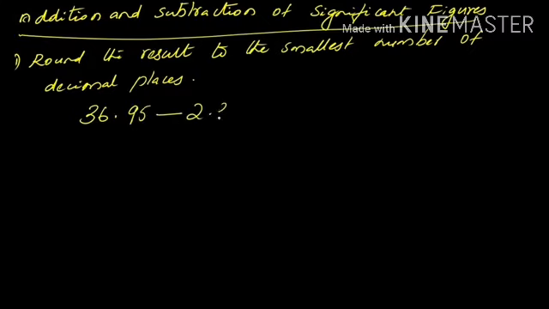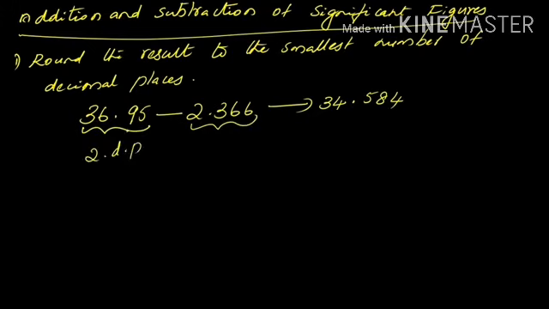For example, 36.95 minus 2.366. The answer is 34.584, but you need to round it. How can we round it? Look at the question. Which number has the smallest number of decimal places? The first number, right? The first number has only 2 numbers after the decimal point. Then the second number has 3 numbers after the decimal point. So the smallest is the first one itself. After the decimal point, only 2 numbers are there.